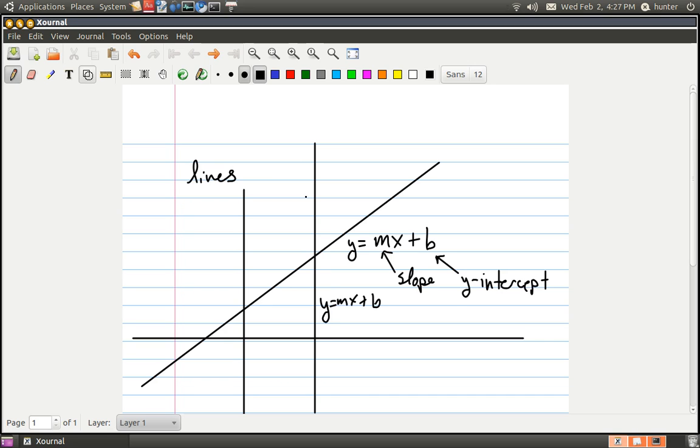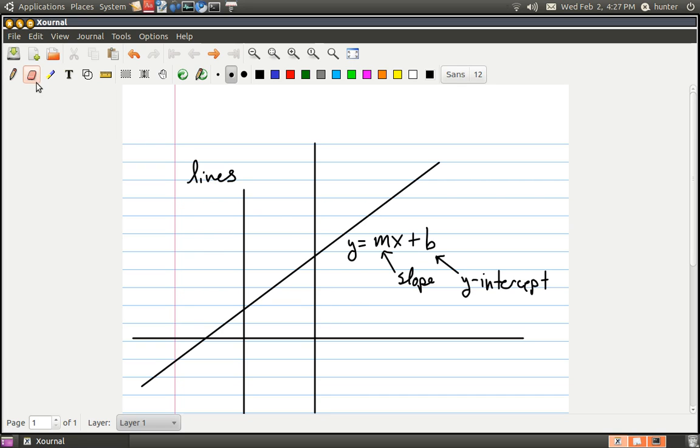But if you have a vertical line, it doesn't have a slope. Its slope is kind of infinity, and also it doesn't have a y-intercept. And notice that it's kind of ambiguous as to whether it's going infinitely up in a positive way or infinitely down in a negative way. So vertical lines are just kind of a weird case.